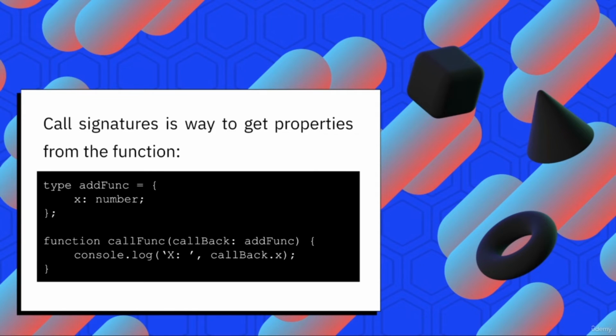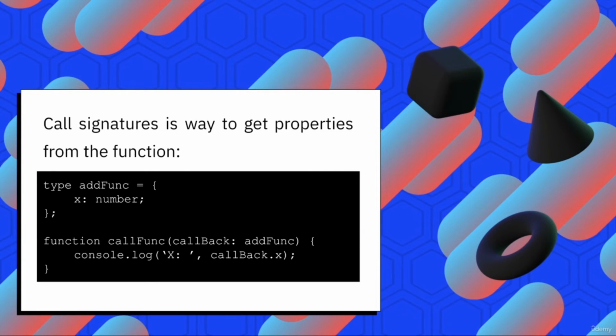So we created here a custom type. We're also gonna talk about custom types in one of the lessons, but for now you can see here is one example where we're creating a custom type that is named addFunc, and you can see that inside of this function we get a property from this function.